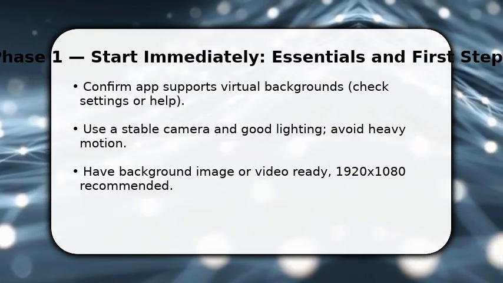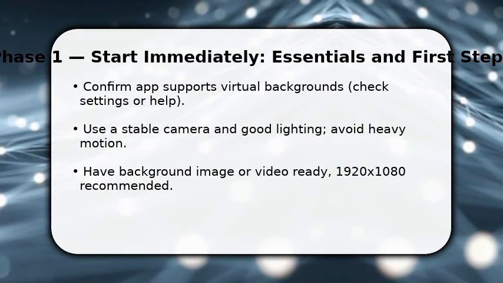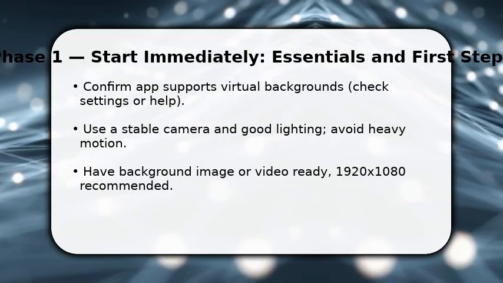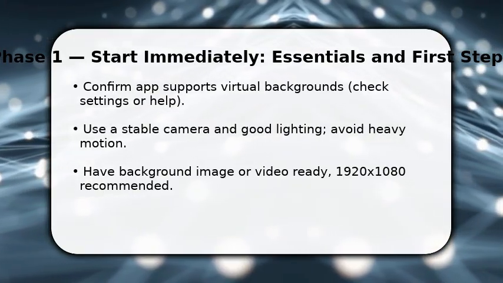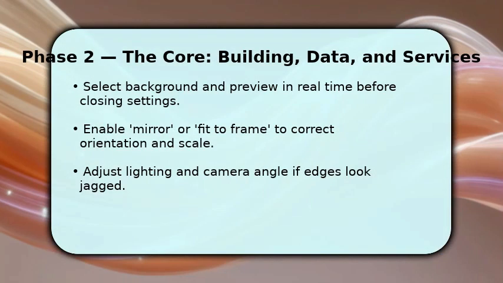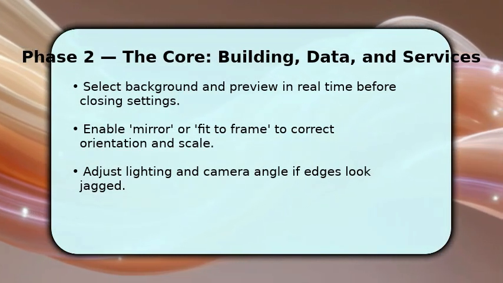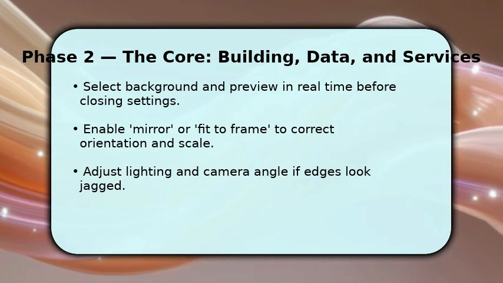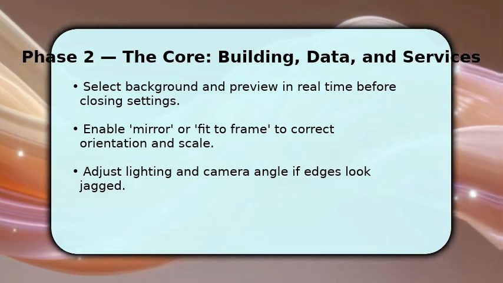Make sure the app has permission to use your camera. If prompted, enable background blur first to test performance, then swap to a full virtual image when the preview looks clean. Once done selecting a background, preview how it blends with your movement and clothing. You'll notice seams if lighting is uneven.